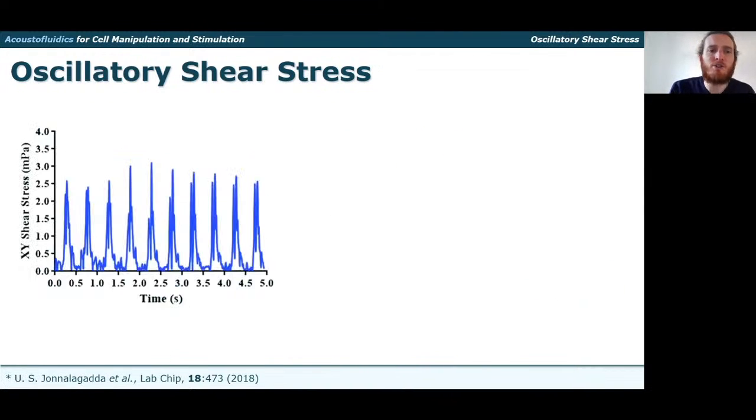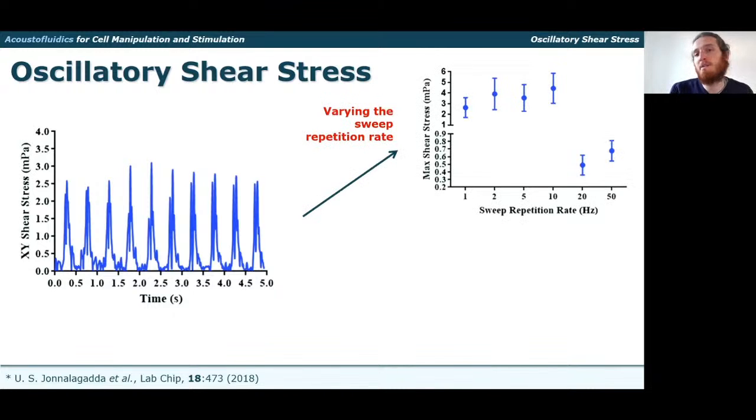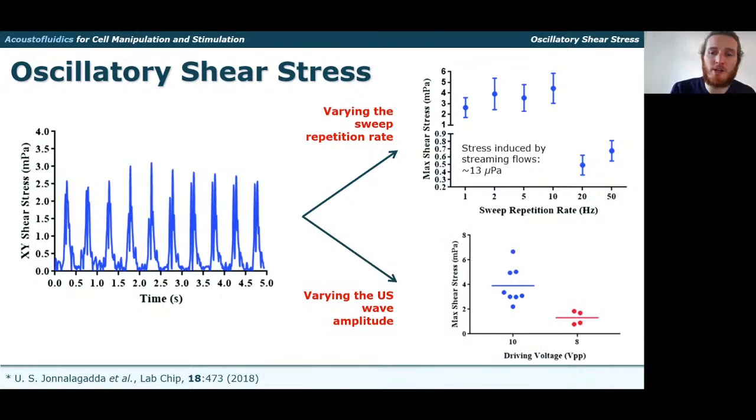So the overall effect is the generation of an oscillatory shear stress pattern, which can potentially be used to impart biologically favorable effects. And interestingly, it can be modulated, for example, by varying the sweep repetition rate. So slower sweep repetition rates correspond to greater maximum shear stress values. Interestingly, these values are in the order of few megapascal, while the shear stress generated by the streaming flows that we described before are in the order of 13 micropascal in this particular study. Also, the shear stress magnitude can be modulated by changing the driving voltage, so the acoustic pressure.